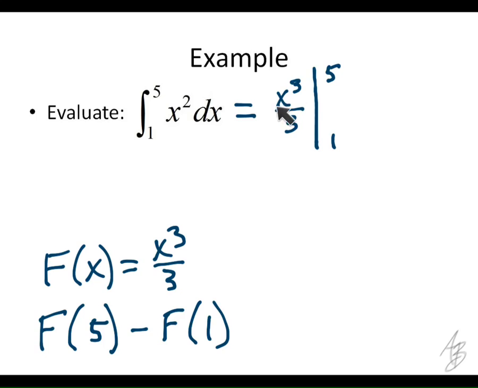So this notation replaces all of this. So we write the antiderivative, we write this vertical bar that means evaluated at or when, and now we're evaluating it at 2 different places. So we have our upper limit and our lower limit, and then we go ahead and evaluate that. So that's going to equal 5 to the third over 3 minus 1 to the third over 3, and you go from there. Does that make sense?